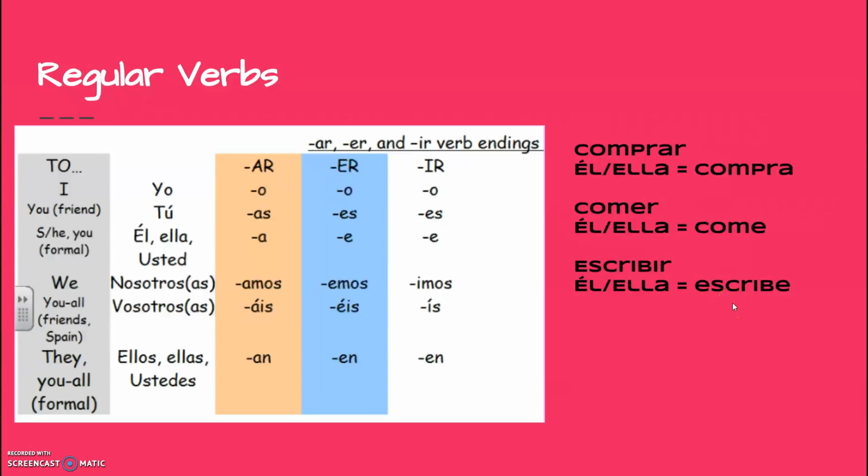Now, this is a preemptive lesson to help you to remember how to conjugate an AR verb, an ER verb, and an IR verb in the él, ella form, because the conjugation of the verb in the él, ella form is the same as the tú command. So if you were to conjugate the verb comprar, compra, comer, come, escribir, escribe, I'm saying to you, those conjugations are identical to the tú command.